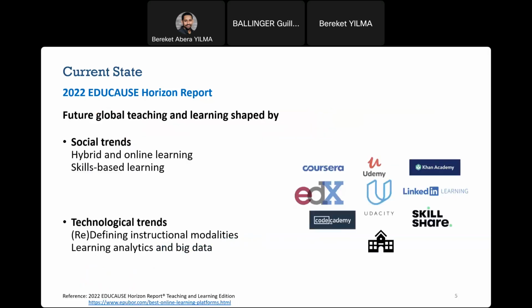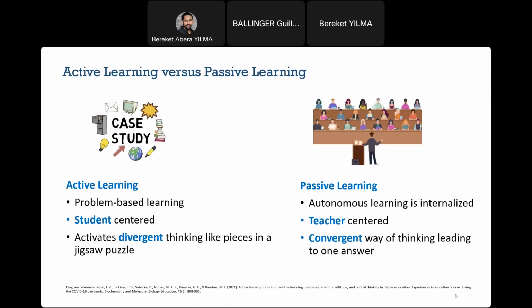Now, continuing with the report, there were two important social trends as well as technological trends that were focused on in the paper. Especially the part that we were interested in is the use of AI and big data in educational platforms. And then we went on to look at differences between active learning and passive learning, and this is where we really situated our research project.